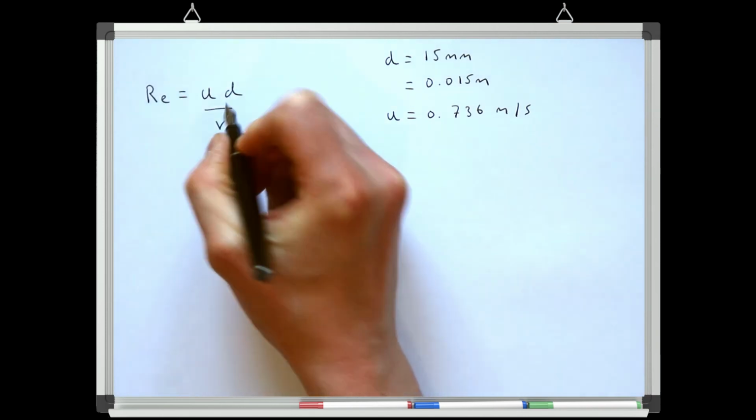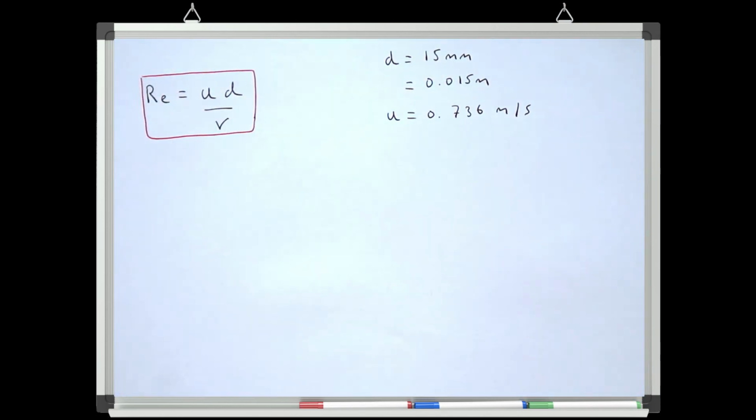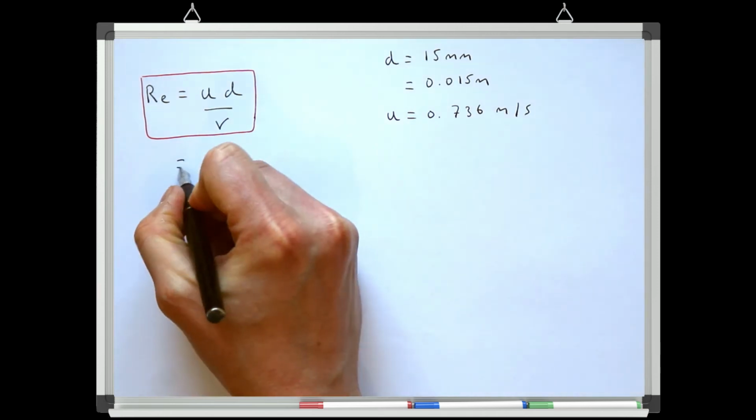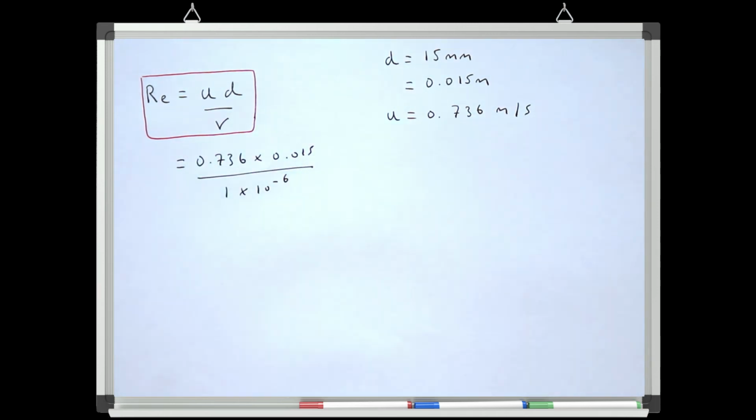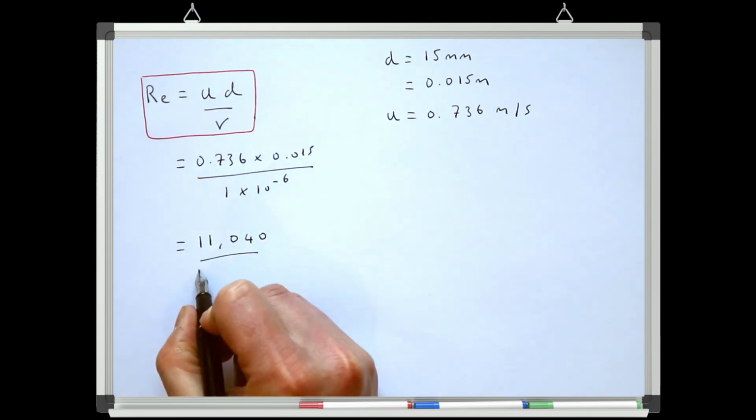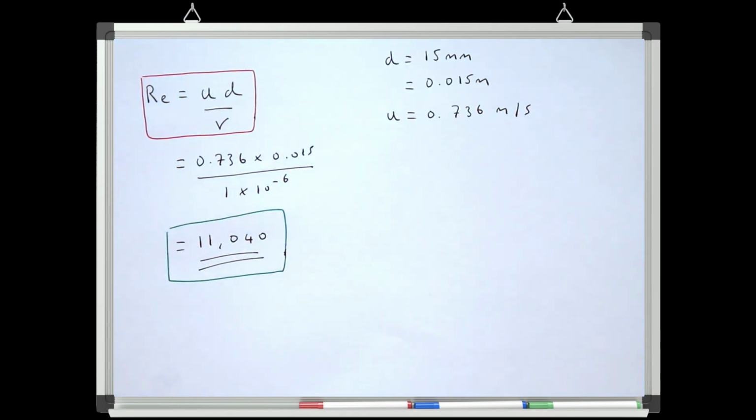Reynolds number is the mean velocity of the flow times the pipe's diameter divided by the kinematic viscosity. Our flow has a mean velocity of 0.736 metres per second, a diameter of 0.015 metres, and we can assume the kinematic viscosity as 1 times 10 to the minus 6 metres squared per second. If we enter these numbers into the Reynolds number calculation, we get a Reynolds number of 11040. We can round this to 11,000.